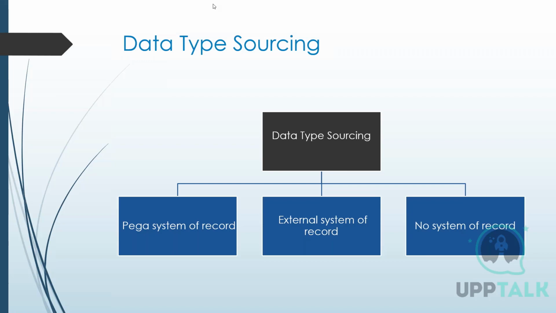Right, so no system of record is like, you need that data for your case processing, but that does not need to be stored anywhere. You don't need to store that in a system of record. Like for example, recruitment only. Let us take recruitment.